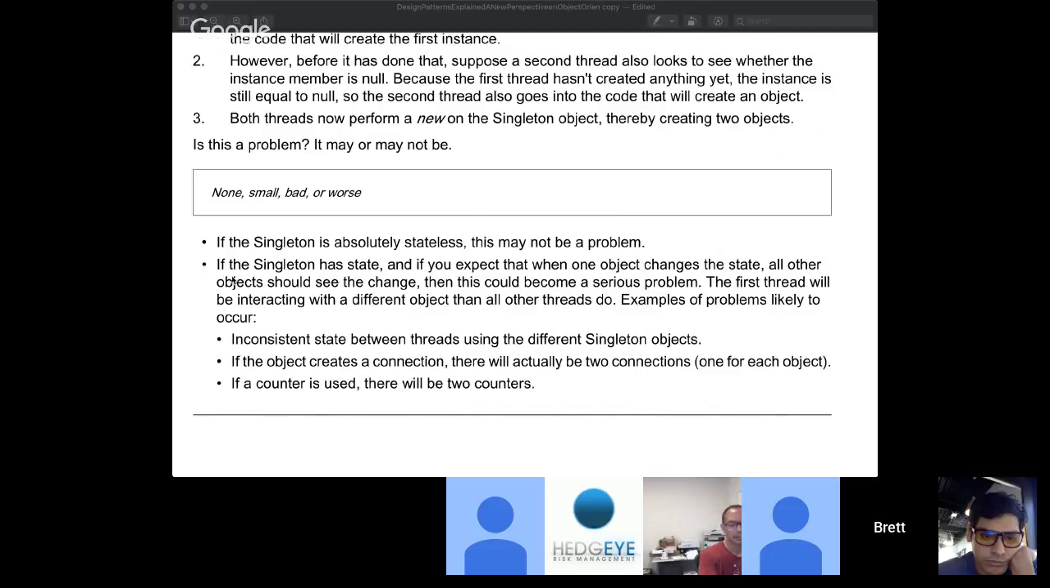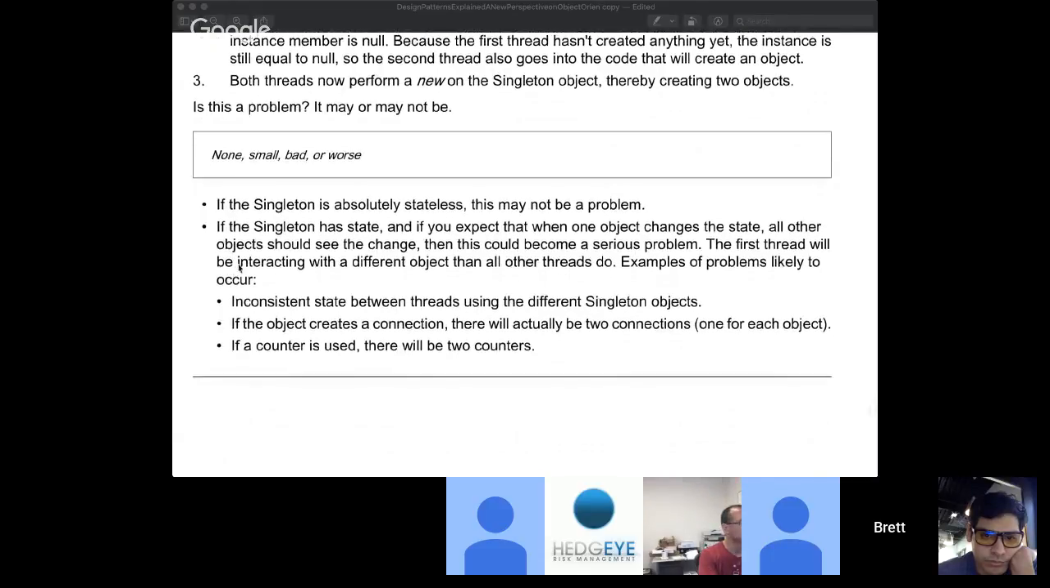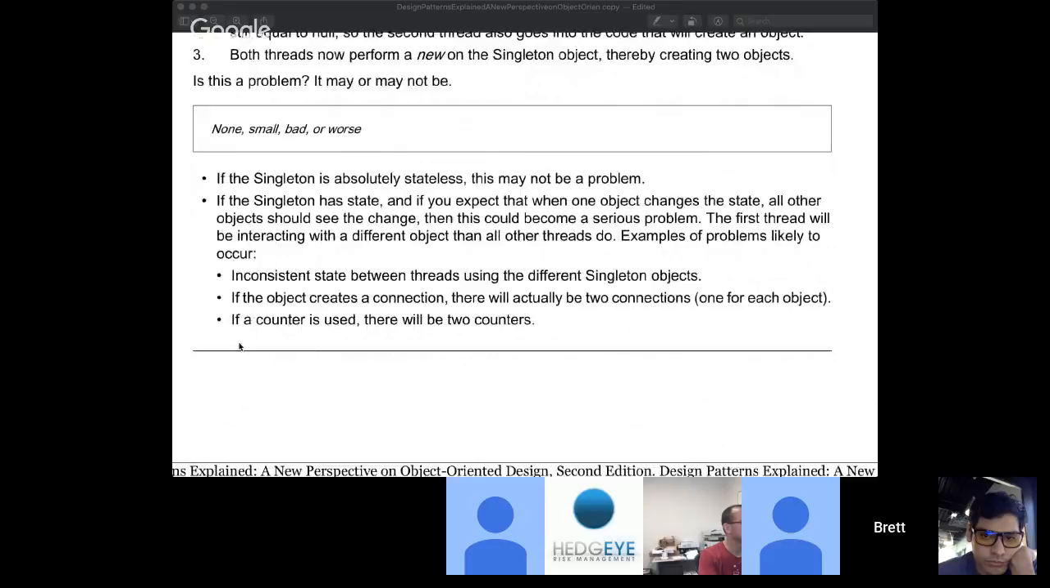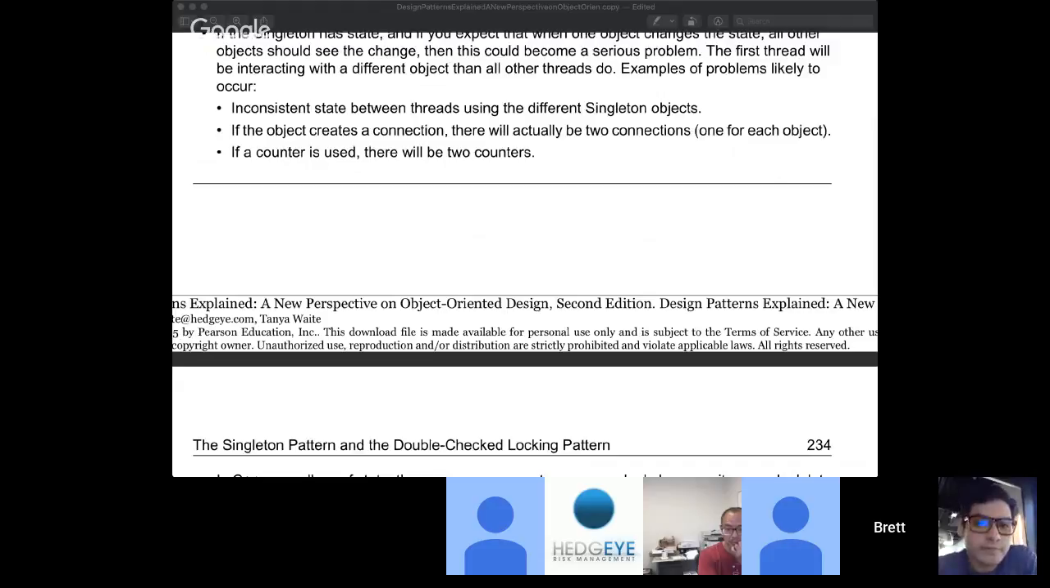Both threads now perform new on the singleton object, and it talks about how it could be a problem or not. Generally, we would think that given the whole purpose of a singleton, it would be a problem. But if the singleton is absolutely stateless, it may not be a problem. If it has state, then yes, it would be a problem. And I'll just list off the reasons.